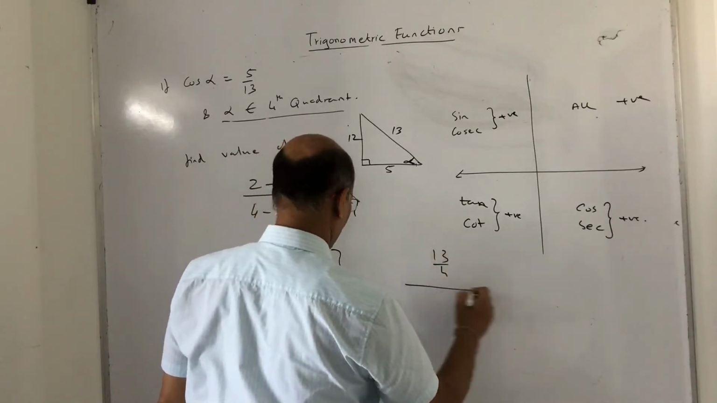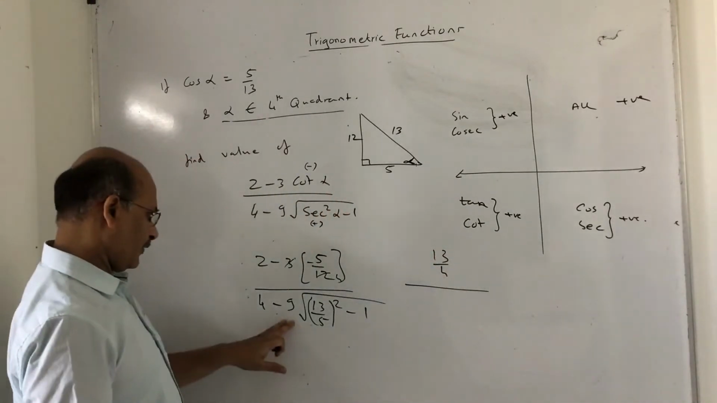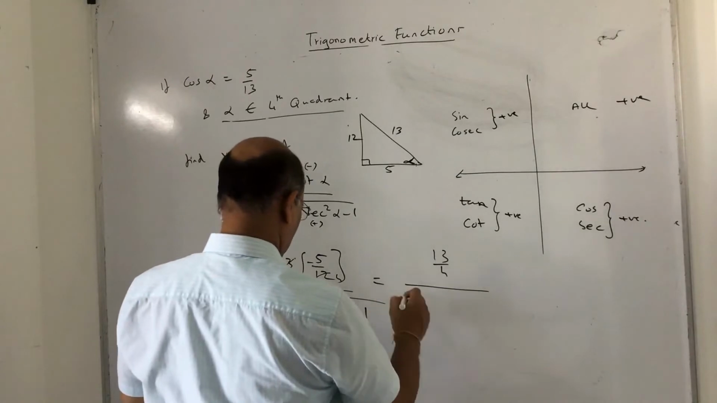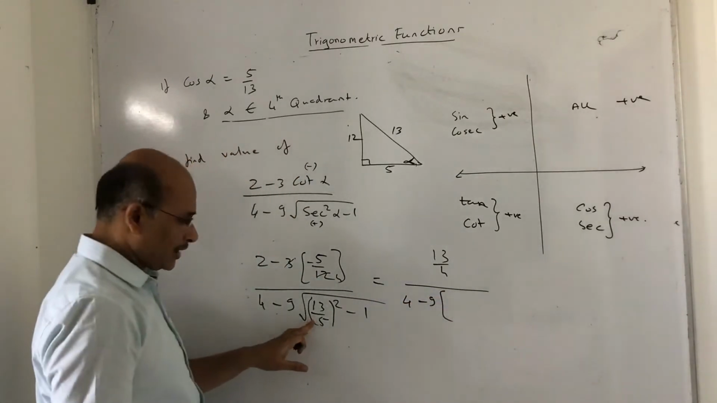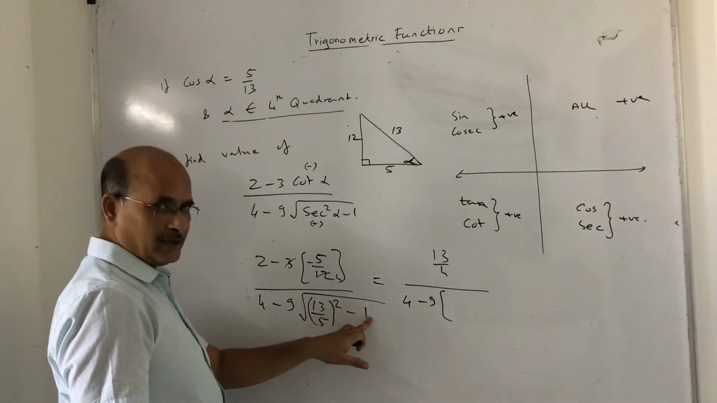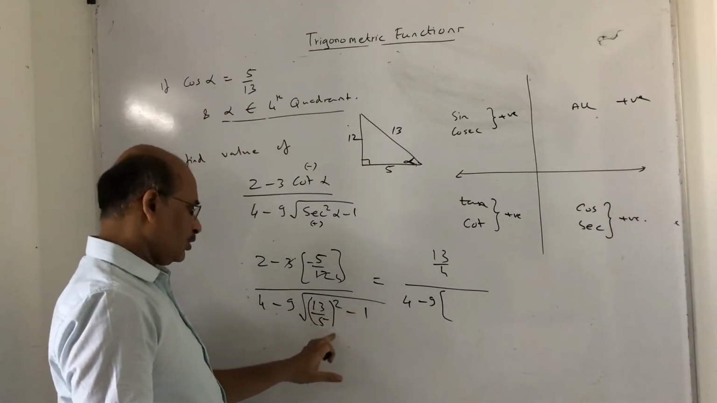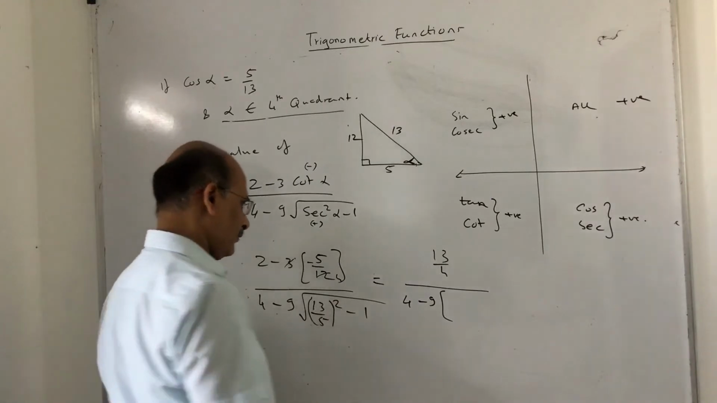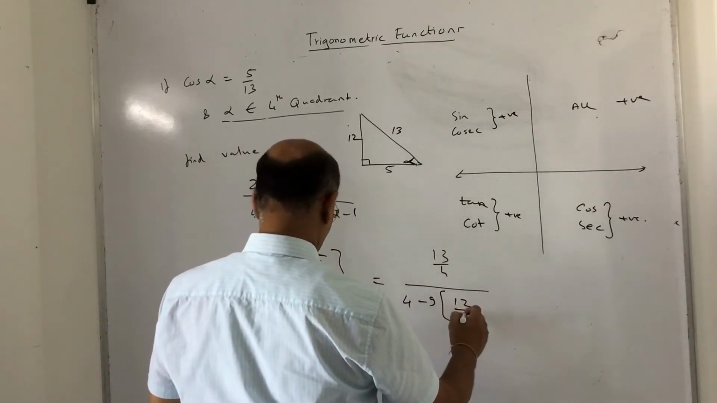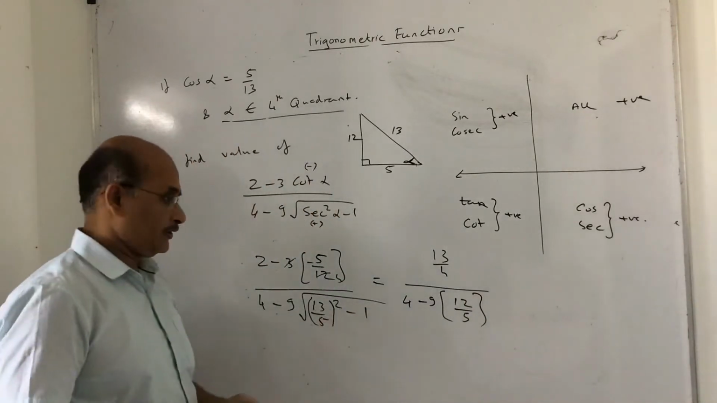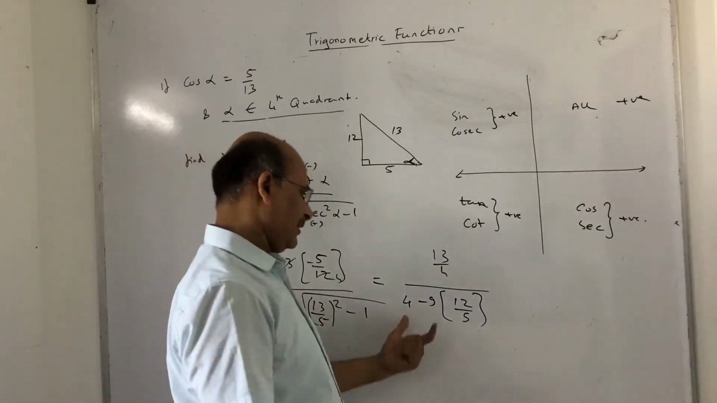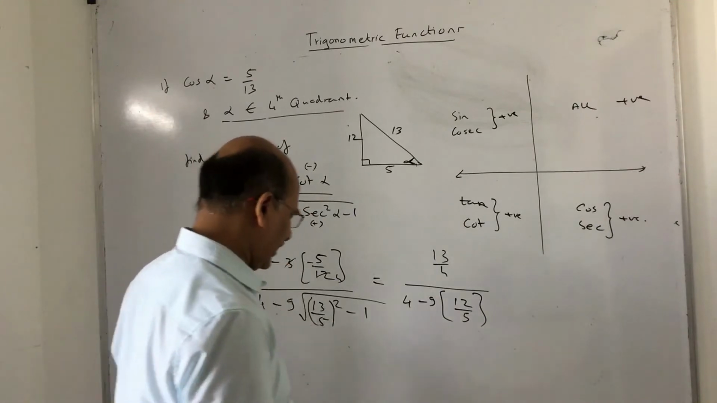13 upon 4 divided by, what will happen over here? This will be 4 minus 9, and eventually inside the root, understand, 169 minus 25, LCM we will do it. So 144 upon 5, so it is nothing but 12 upon 5. Once I find the square root of it, okay, I got the value. I read directly, there is no issue at all. Let us see what happens.